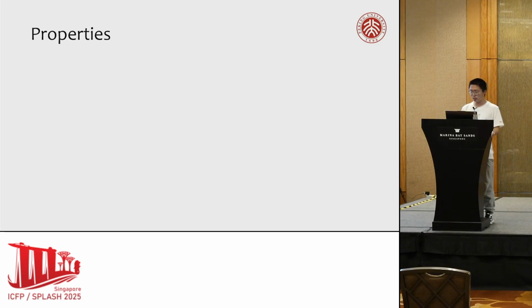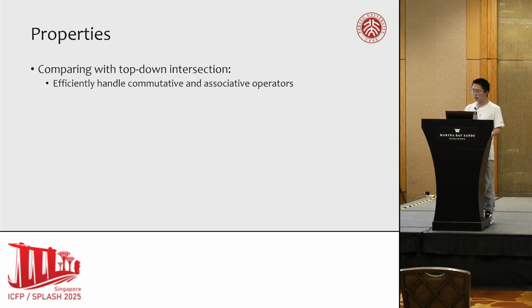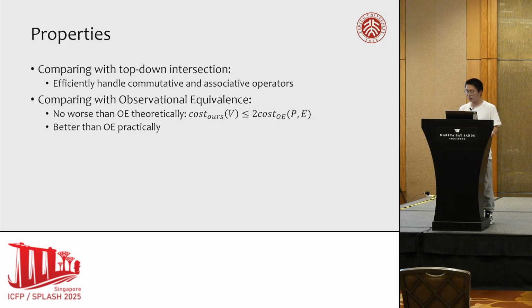Our intersection algorithm has some good theoretical properties. In comparison with top-down intersection, we prove that bottom-up intersection can handle commutative and associative operators efficiently. In comparison with observational equivalence, a generalized PBE solver, we prove it performs no worse than OE theoretically with a constant factor, and the evaluation will show that our algorithm performs better practically. You could get detailed information, including theorems and the proofs, in our paper.